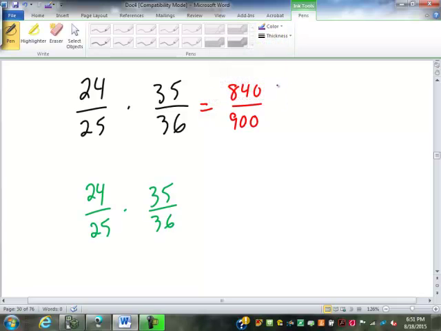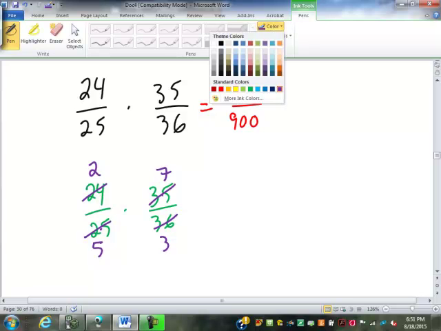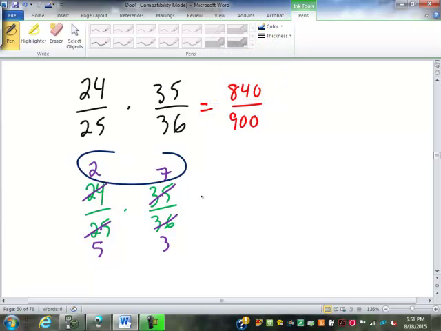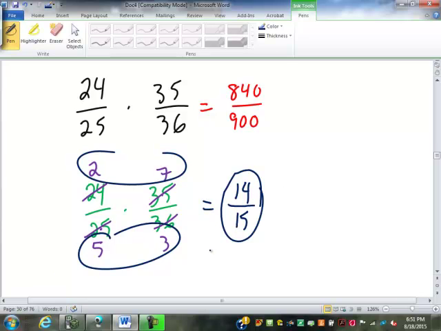Pretty simple, pretty easy to see that the 25 and the 35 can both be divided by what? 5. Which will give us 5 and 7. 24 and 36 can both be divided by 12. Good. If you didn't see the 12, just like reducing any other fraction, you could divide by 2 and then 3 and just keep going. So 24 divided by 12 is 2. 36 divided by 12 is 3. And now we can multiply. 2 times 7 is 14. 5 times 3 is 15. You get 14 15ths. If you were to reduce this, you'd end up in the same spot.